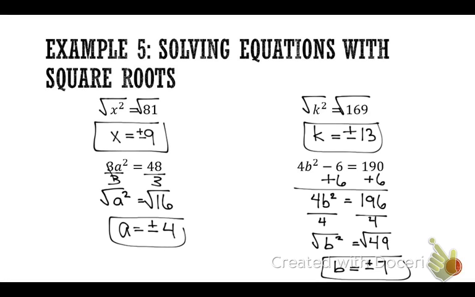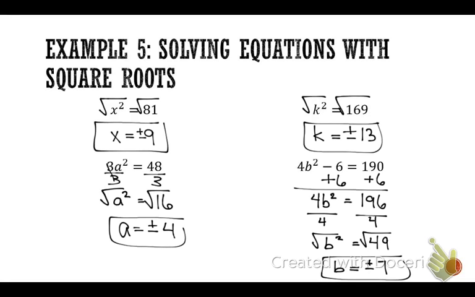Why is it positive and negative? Because if they're both positive, you can multiply them and get the same answer. If they're both negative, you can also multiply and get the same answer. Yeah, negative 7 times negative 7 is 49.